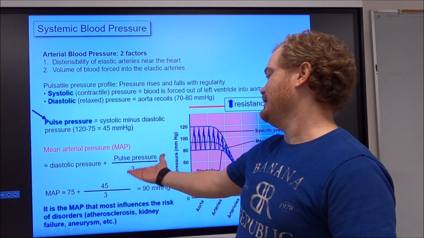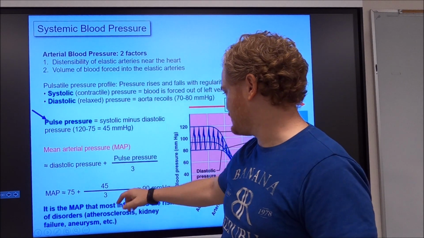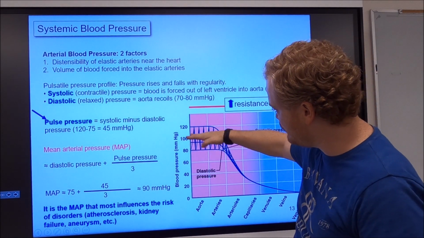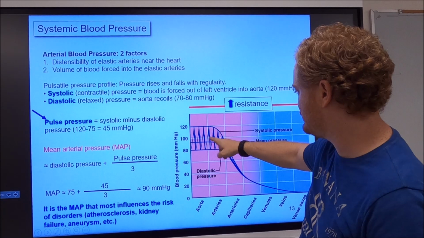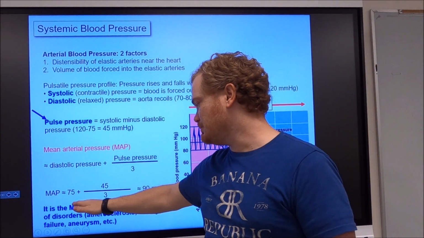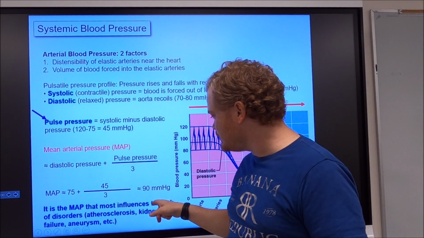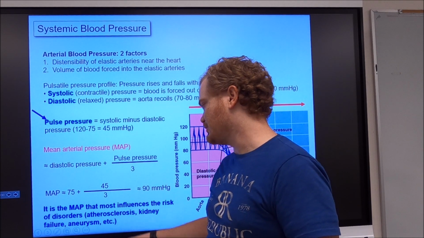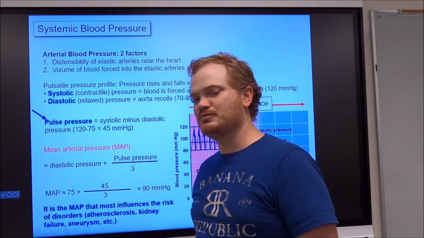All right, yeah. So MAP, or mean arterial pressure, this line here. Okay, there it is, right there. It's a little below what you'd expect as average between systolic and diastolic. The mean arterial pressure is the most influential number here in terms of your risk for disorders like atherosclerosis, kidney failure, aneurysms, what have you.